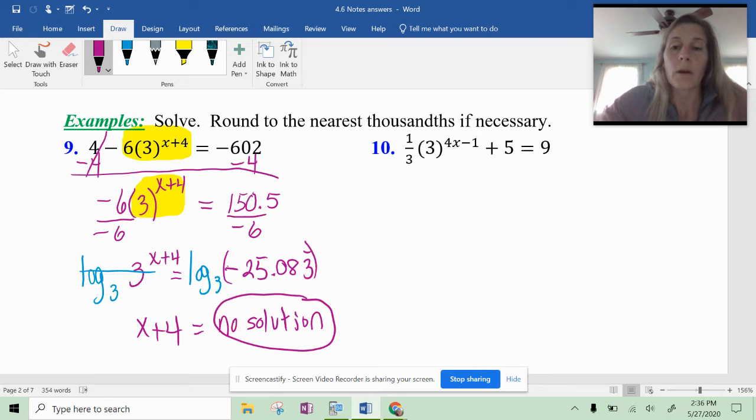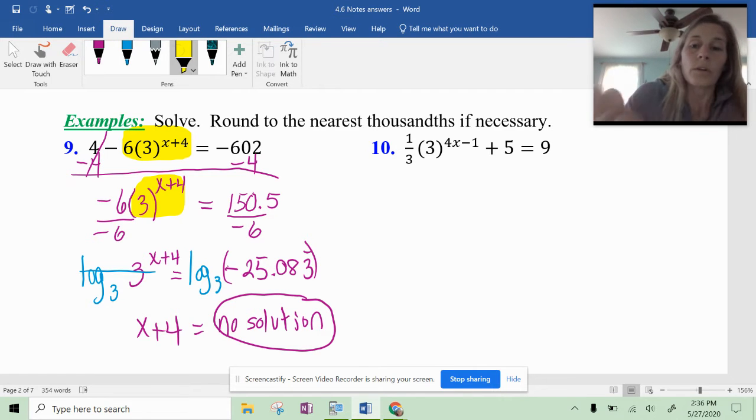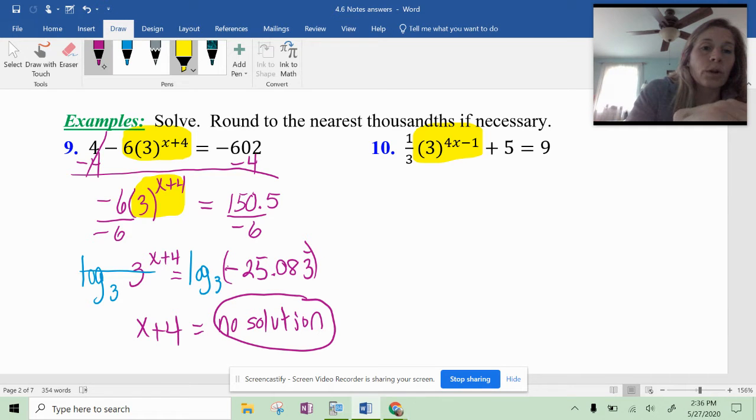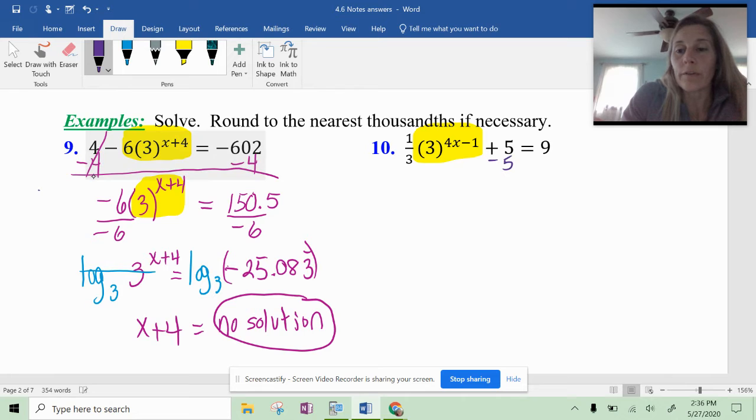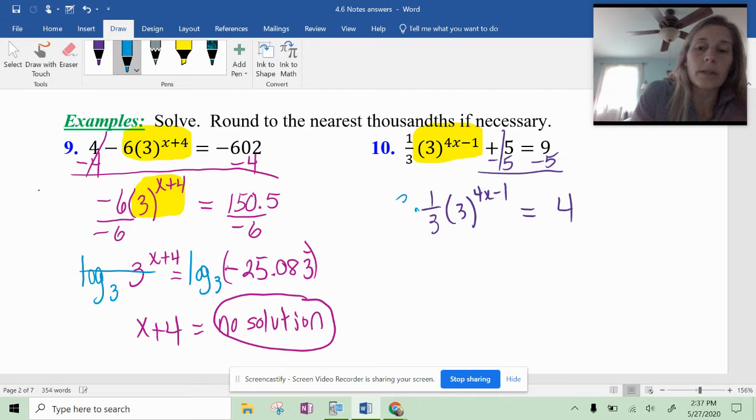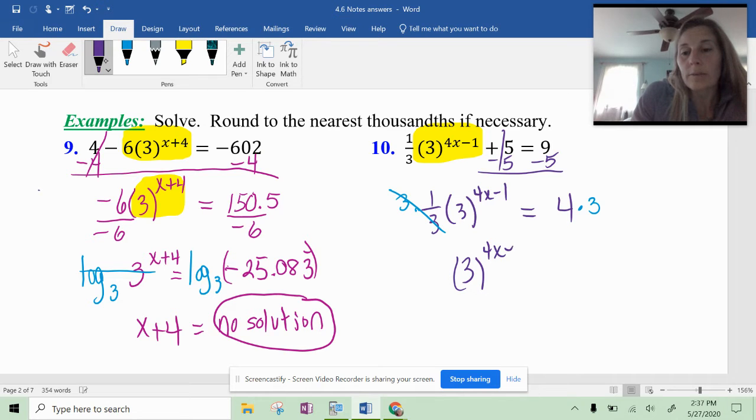Okay, so number 10, I want to shoot for getting this portion here by itself. So we're going to move the 5 over first, just like you would for normal equation solving. And that gives us a 4. Then I'm going to multiply both sides by 3 to cancel out this 1/3 here. So that gives me 3 to the 4x minus 1 equals 12.